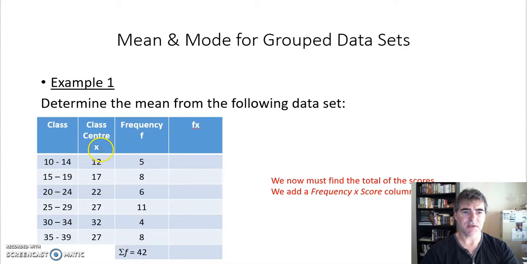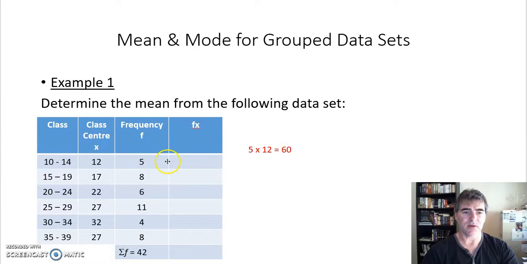So we take our frequency, multiply it by the class center, and that'll tell us the approximate total of these 5 scores that were in this class. So let's do that. We can go 5 times 12. So 5 times 12 gives me 60. So I write that in there. That gives me the approximate total. And then we do the same for the next one. Frequency times class center, 8 times 17, 136, let's write it in. Next one, frequency times class center, find our total and write it in.